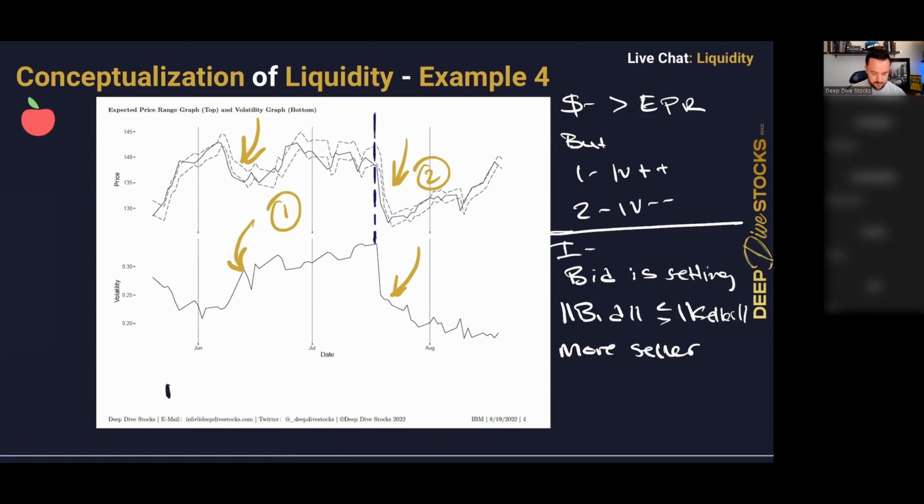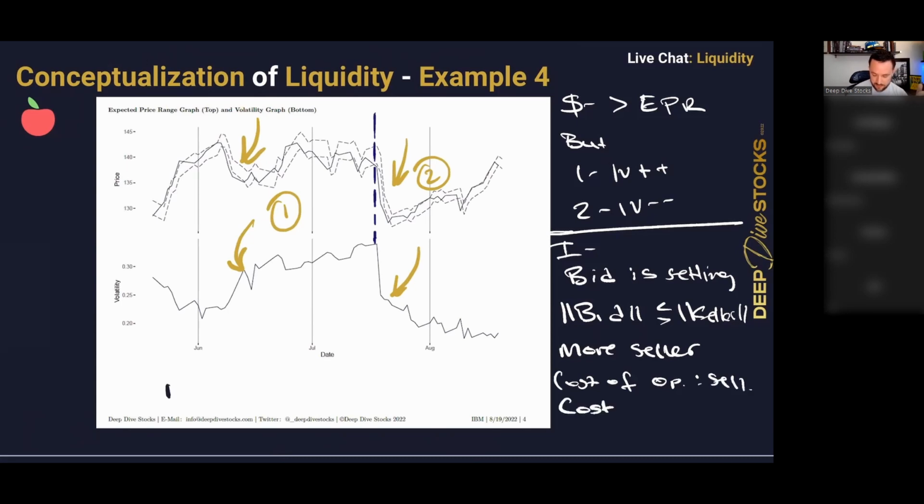Why more seller? We can see it in the price action, right? It drops below EPR. The price does indeed go down very aggressively, very sharply. Volatility is spiking as well. So it seemed like sellers were desperate to get out of that position. There were more sellers, and the buyers were in control. They had no obligation to buy it. So who had the cost of opportunity? The sellers paid the price.